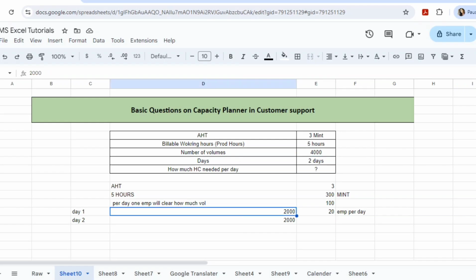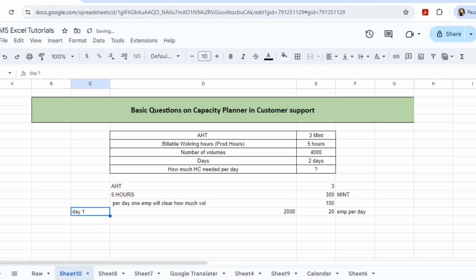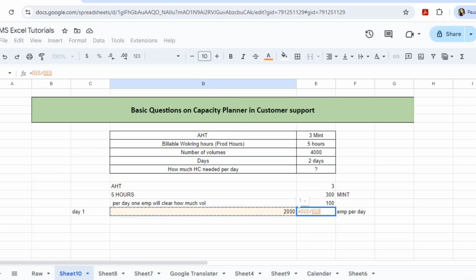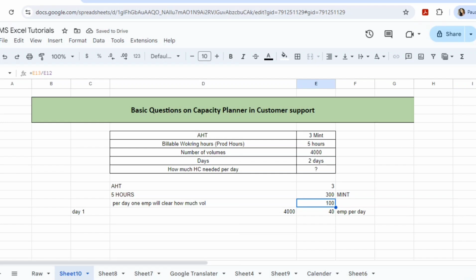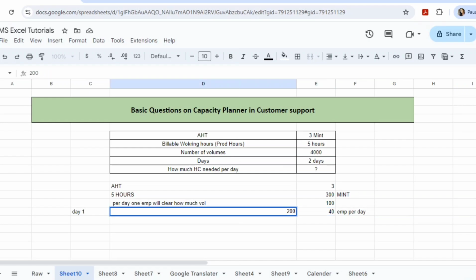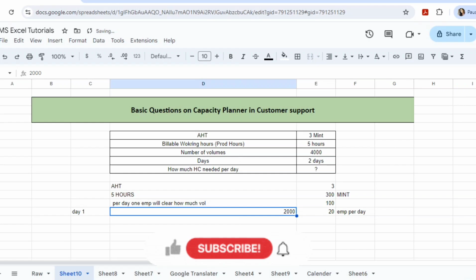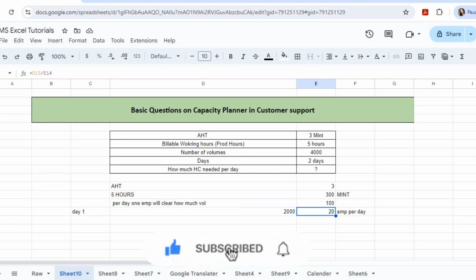If they say there is no 2 days and you have to clear this in 1 day, what I'll do is 4000 divided by 100, because one employee can clear out 100 calls per day, which means 40 employees are required. But they gave us 2 days of time, so let me divide this volume as 2000 and 2000. Clear 2000 today and 2000 tomorrow, which means 20 employees are required per day to clear out this 4000 volume. Guys, it's an interesting question.